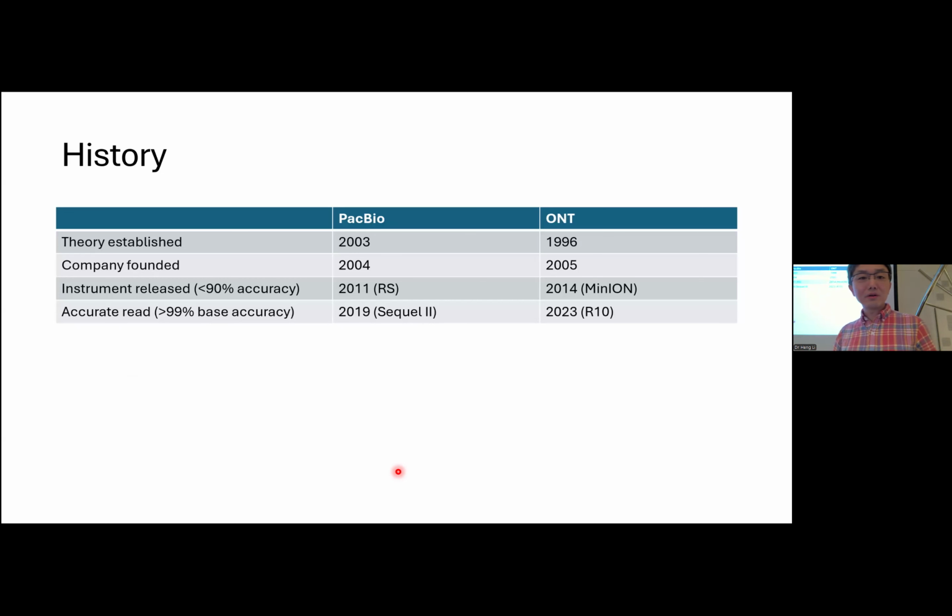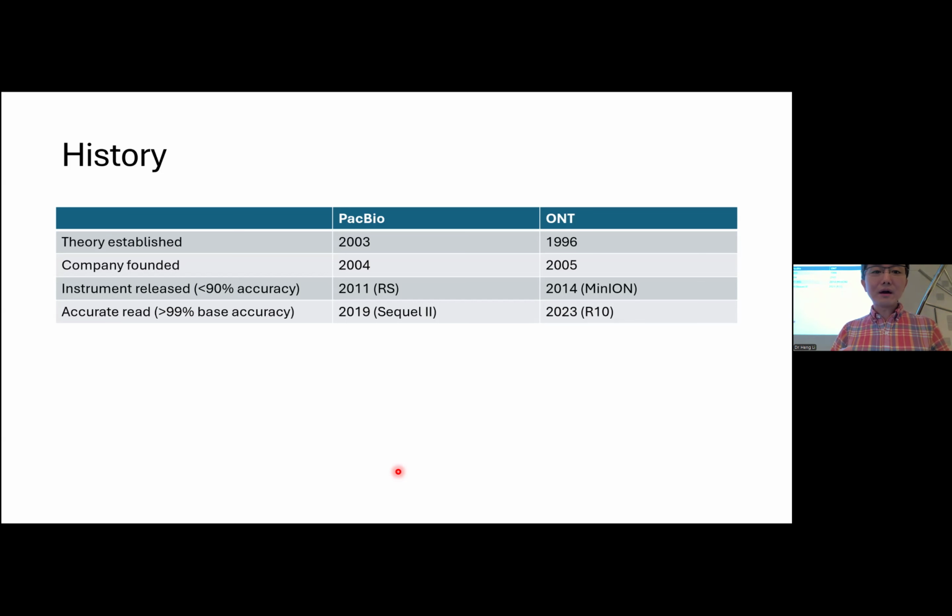Let me go through the history of the 2 companies. For PacBio, the first paper about how to do sequencing using this technology was in 2003, and for Nanopore it was 1996, much earlier than PacBio. But the 2 companies were founded around the same time, 2004, 2005. PacBio had data first, with the RS, the first machine, in 2011. Nanopore came a bit later, and its first machine is the MinION.